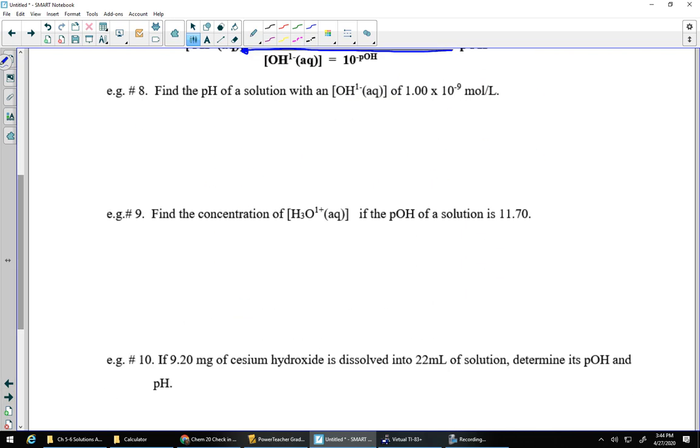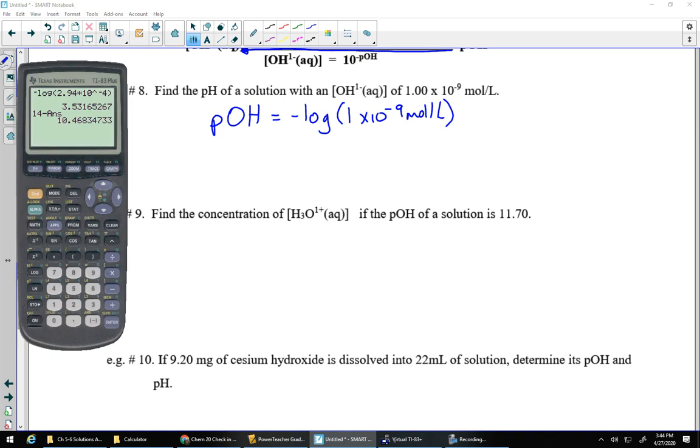Okay, so question 8, find the pH of a solution with a hydroxide concentration of 1 times 10 to the negative 9. So the first thing that I want to do is figure out my pOH. So my pOH is negative log of the concentration of hydroxide, so that's 1 times 10 to the negative 9 moles per liter. All right, let's plug it in. So I've got negative log of 1 times 10 to the power of negative 9.